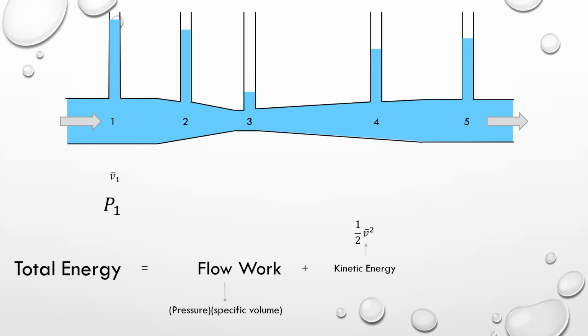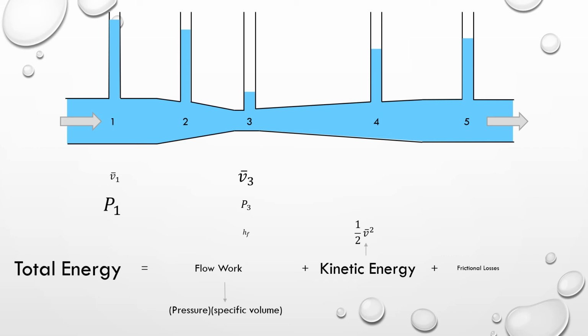As the fluid moves towards the throat of the Venturi, the velocity increases due to the shrinking diameter and the fact that mass must be conserved. This increases the kinetic energy. To compensate, the flow work term must also decrease. If we assume the fluid is incompressible, then the specific volume remains constant and the pressure must decrease. In other words, as velocity increases, flow work is converted to kinetic energy.